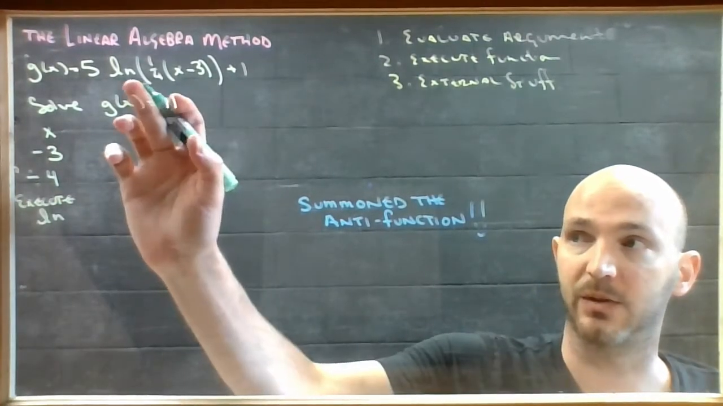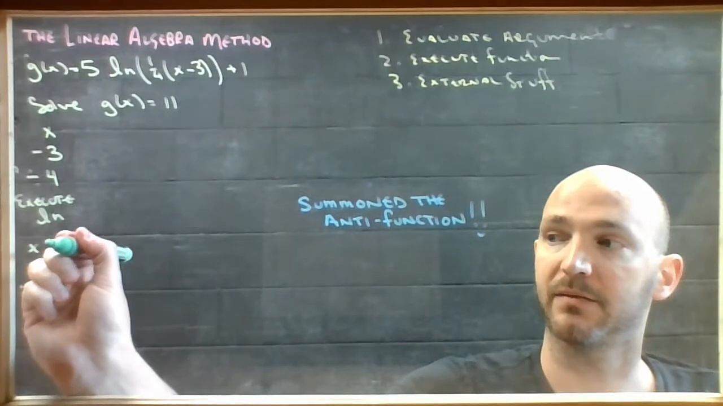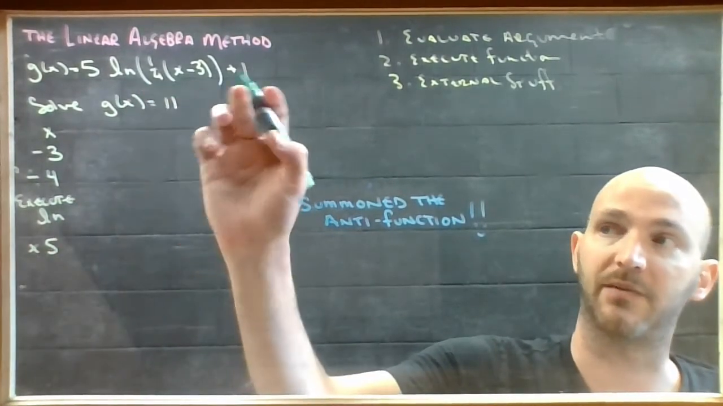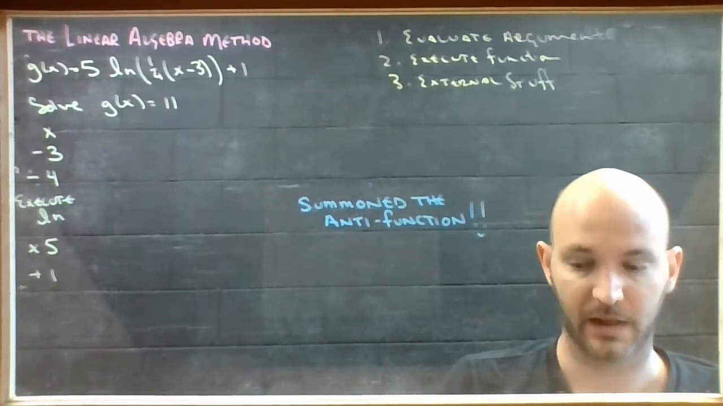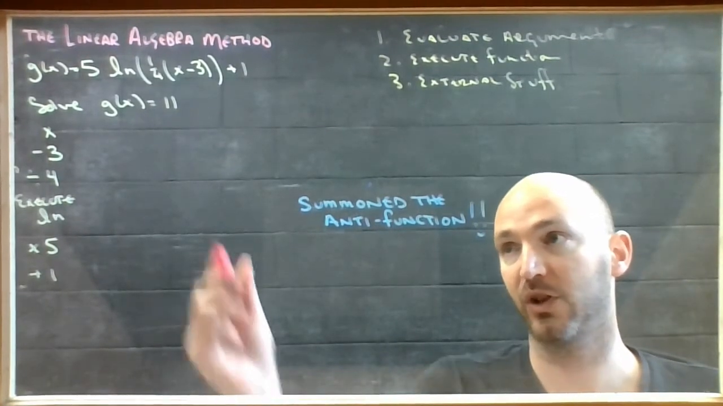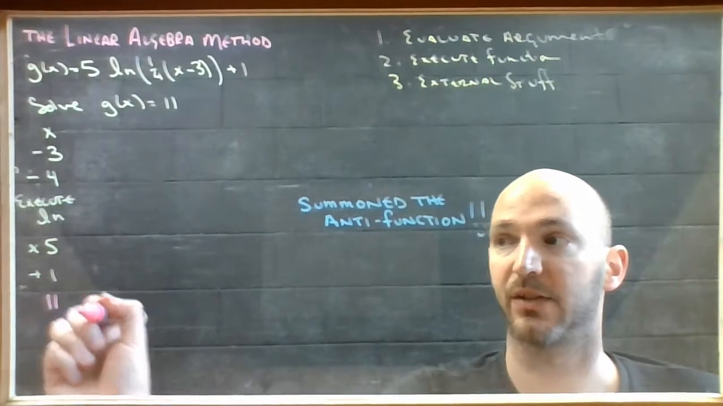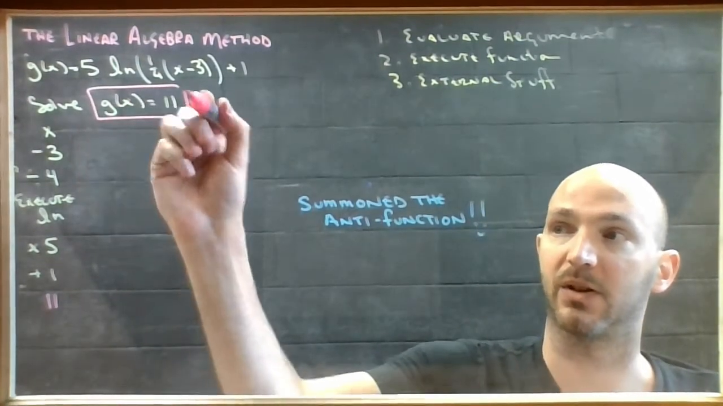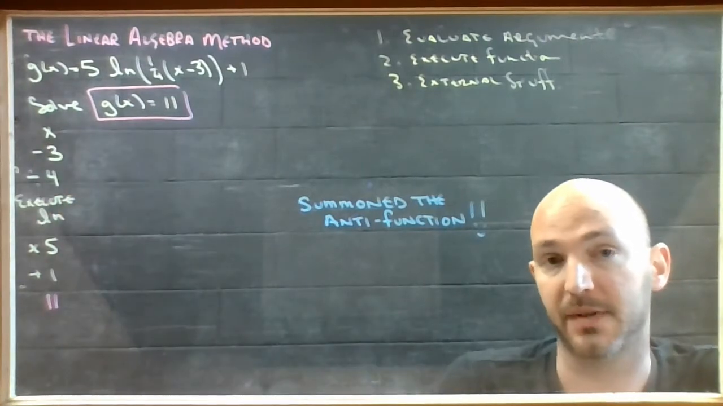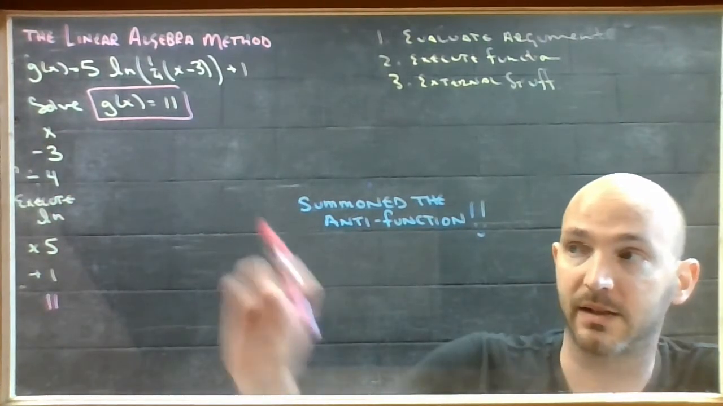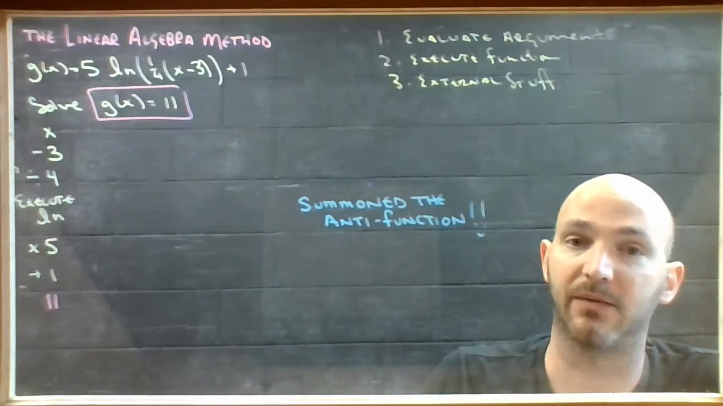Once you've executed the ln, you're to multiply by 5. And once you've multiplied by 5, you're to add 1. And allegedly, if you do that, you should get 11 as your answer, because that's what it's asking you to solve. So I'm going to go through this list of steps, and I'm going to try and figure out what x value would generate 11 as my output.